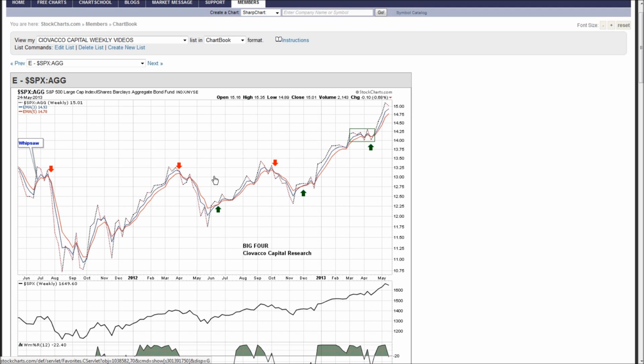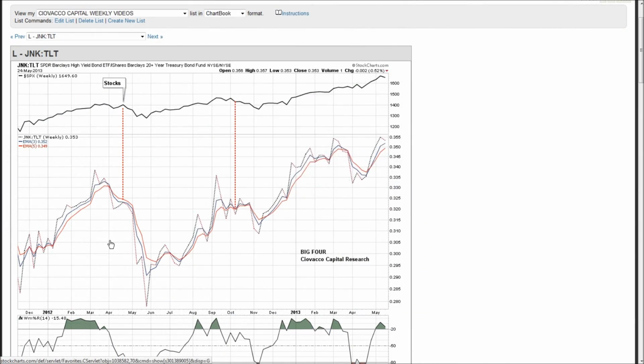Could it morph into something like this? Sure it could. Or this? Sure it could. But we won't guess. We'll look for more deterioration. We'll take more defensive action if this begins to look like this or this, where weakness in the stock market followed. We'll close this holiday weekend video with the last of the Big Four charts.